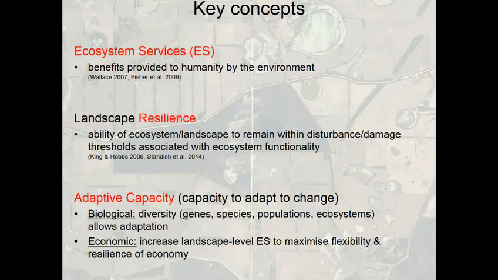And adaptive capacity is the other thing. We want these systems to be able to adapt to change. From a biological perspective, diversity is really important for that. So not only species diversity, which people mostly think of, but also genetic diversity, population diversity, ecosystem diversity, etc. But there's also an economic imperative here with farming. The idea is to increase the landscape level ecosystem services to maximise flexibility and resilience of economic systems.